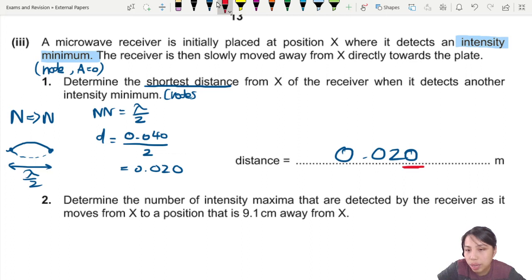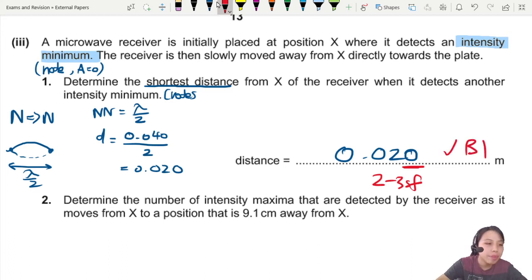Please remember to write your 2, because this needs to be 2 to 3 SF at least. You just put 0.02, you might lose a mark right there. Here's a B1 mark for this. I think it's 1 right.